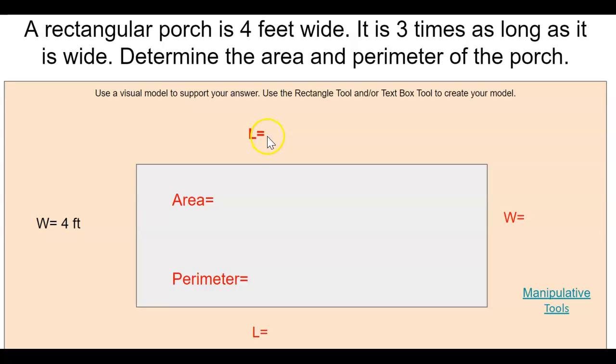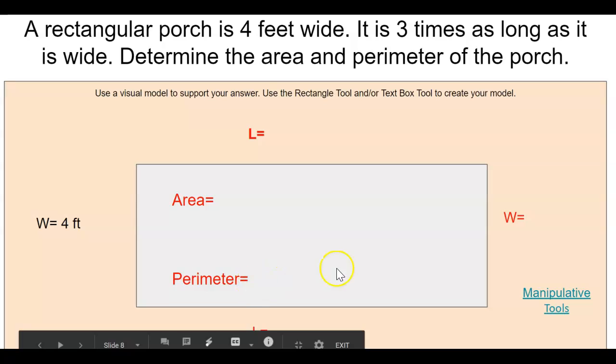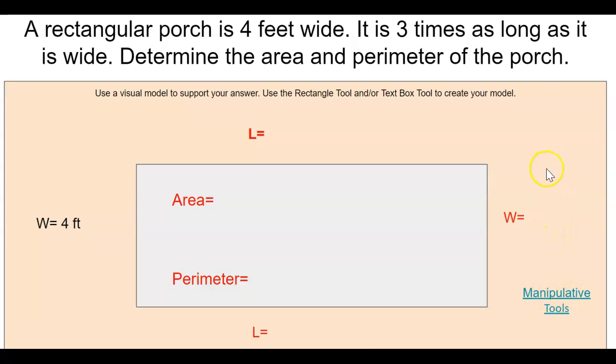Just click right beside the equal sign. After you determine what the answers are, you can put your answers right here. Same thing on the inside for area. Click right beside the equal. You'll be able to type in your answer. Same thing for perimeter and for width on this side. And again, here's the manipulative tools link that you can click on to build and practice building your actual rectangle.